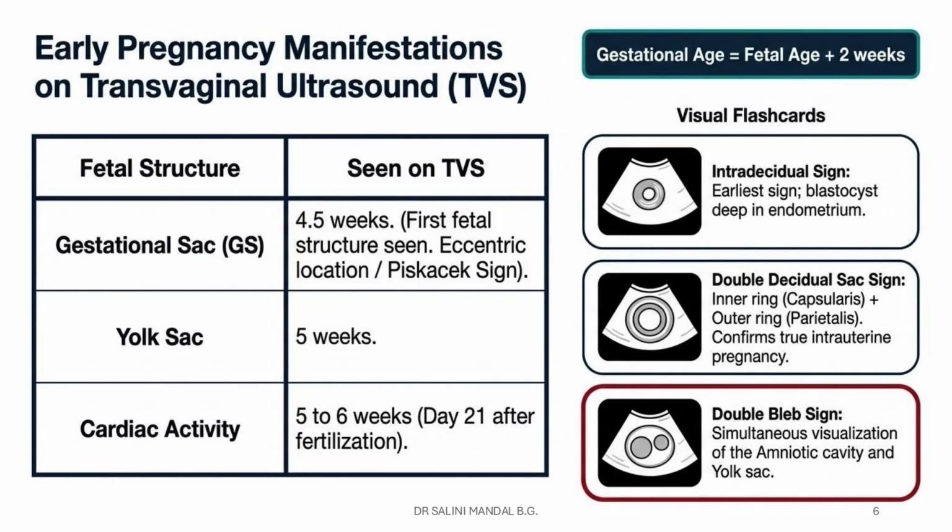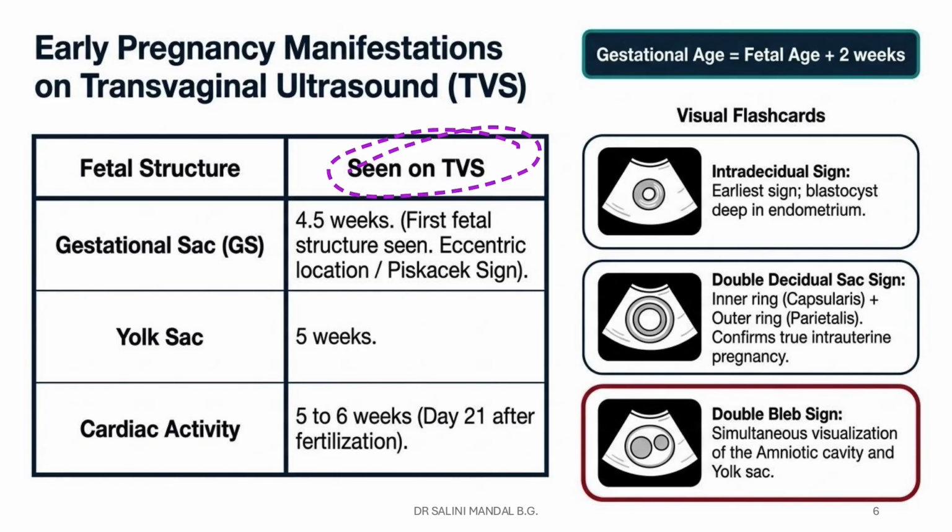So, early pregnancy and the ultrasound features. Over here, the gestational sac. On a transvaginal sonography, it can be seen by the 4th to 5th week. Remember this. This is the first fetal structure which is seen.